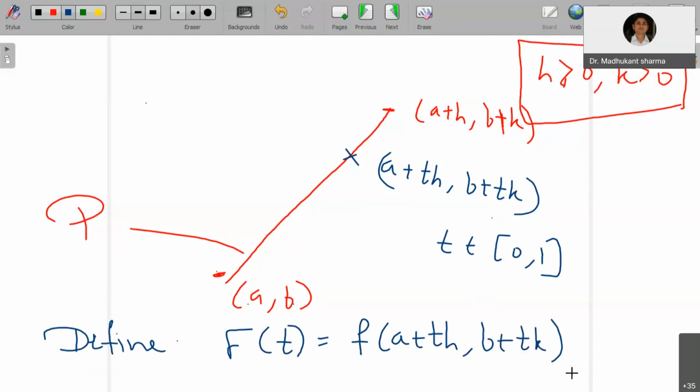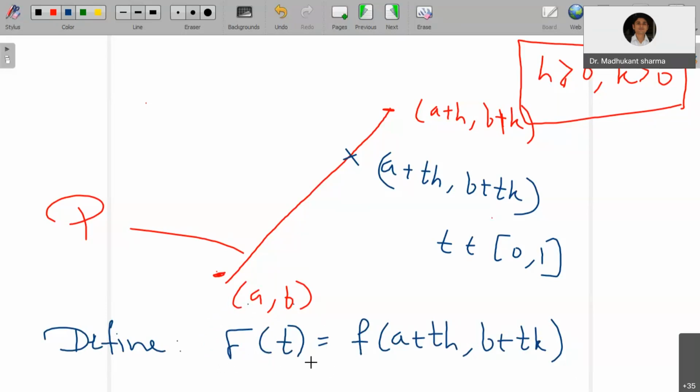So I'm assuming that everything is in nice shape, meaning the first-order and second-order partial derivatives exist. I'm assuming that capital F is continuously differentiable at least two times, up to the second-order derivative.